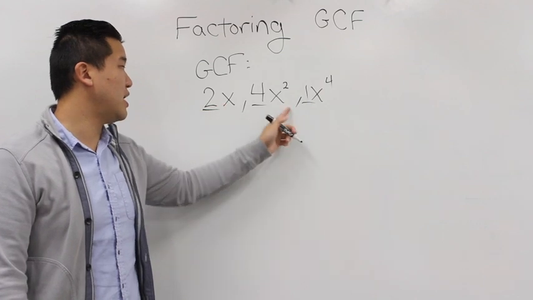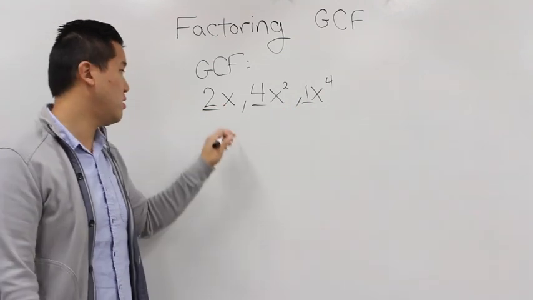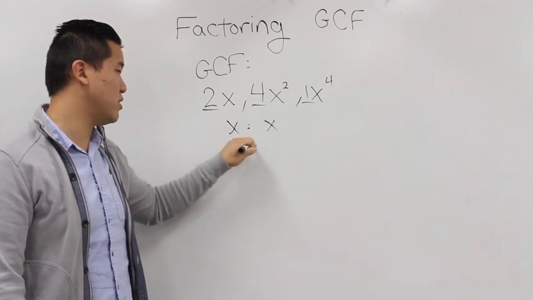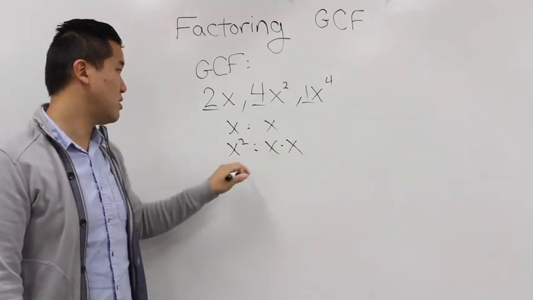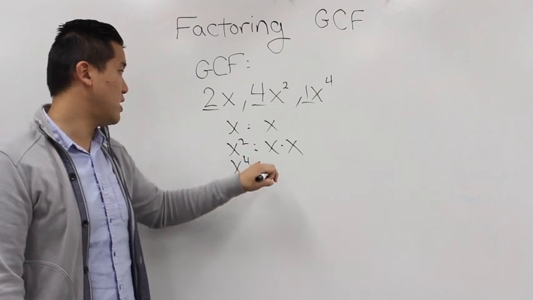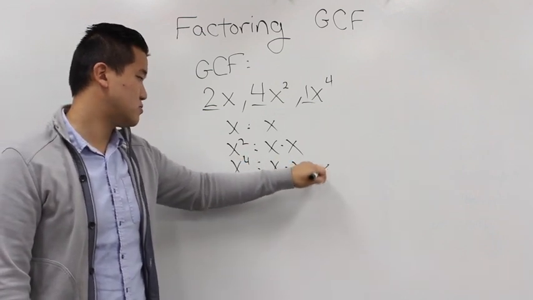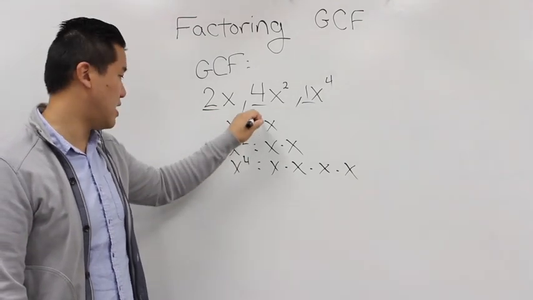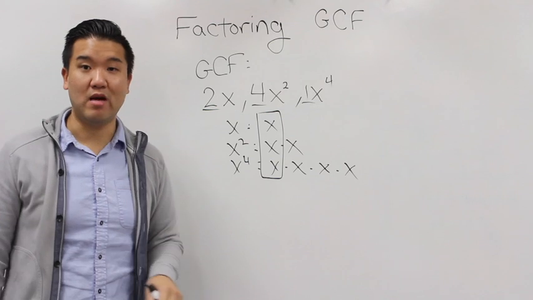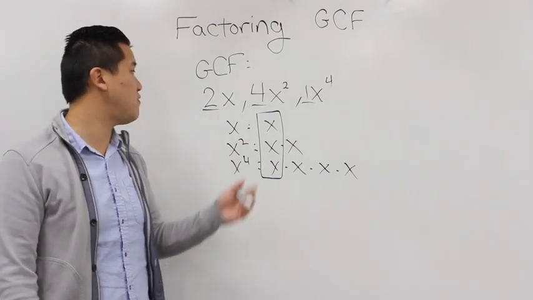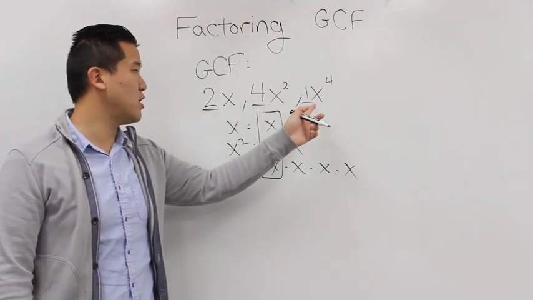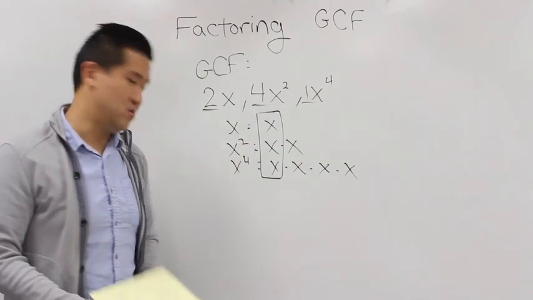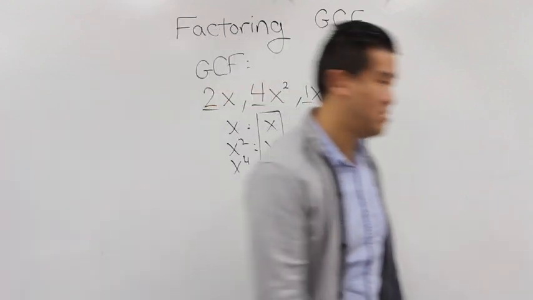But if you look at x, x squared, and x fourth, well, we could break it up, right? For x, we have 1 x. For x squared, we have 2 x's. For x fourth, we have 4 x's. So then what do they have in common? What they have in common is that 1 x. So my GCF for 2x, 4x squared, and x fourth will be x. So x is my GCF. Alright, questions on that?